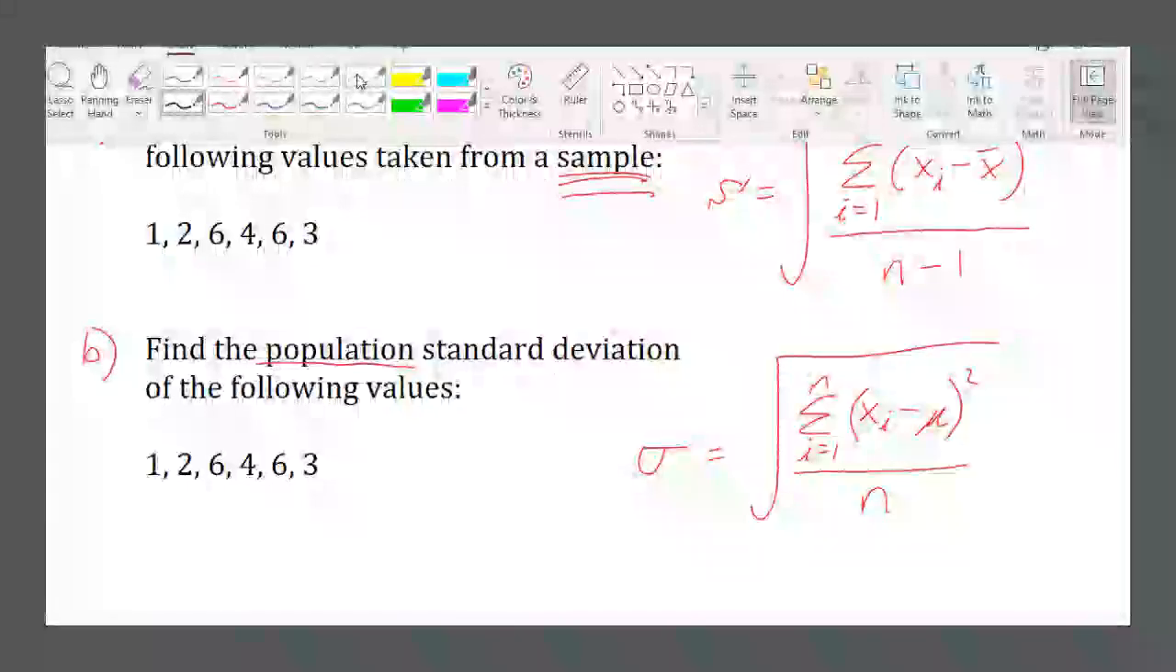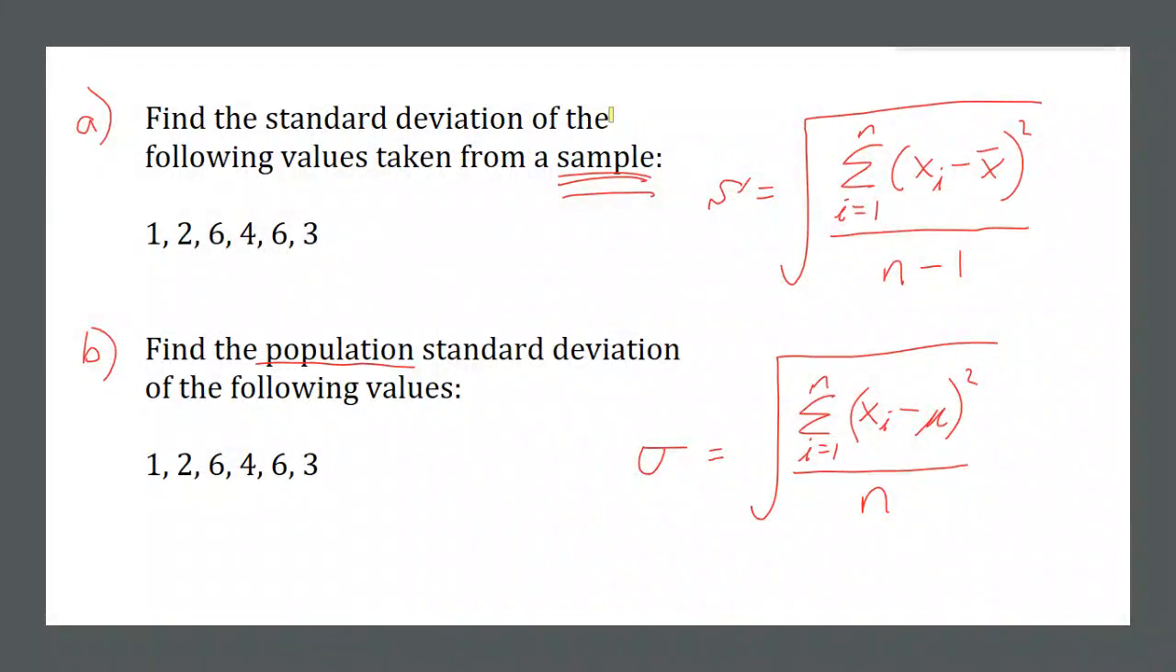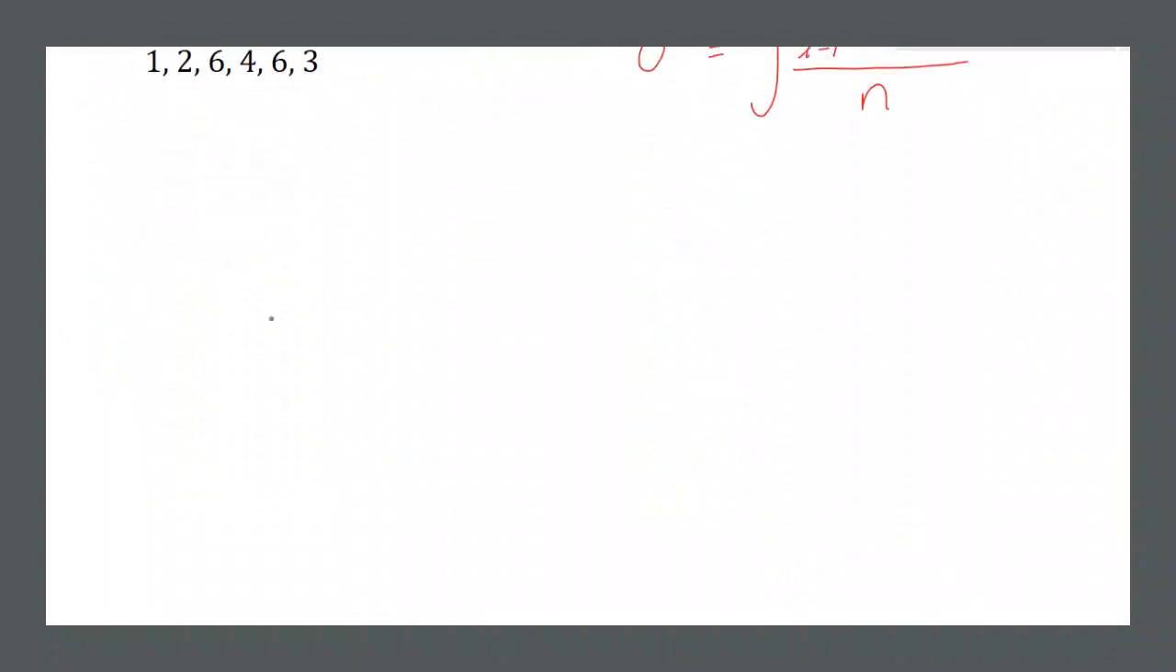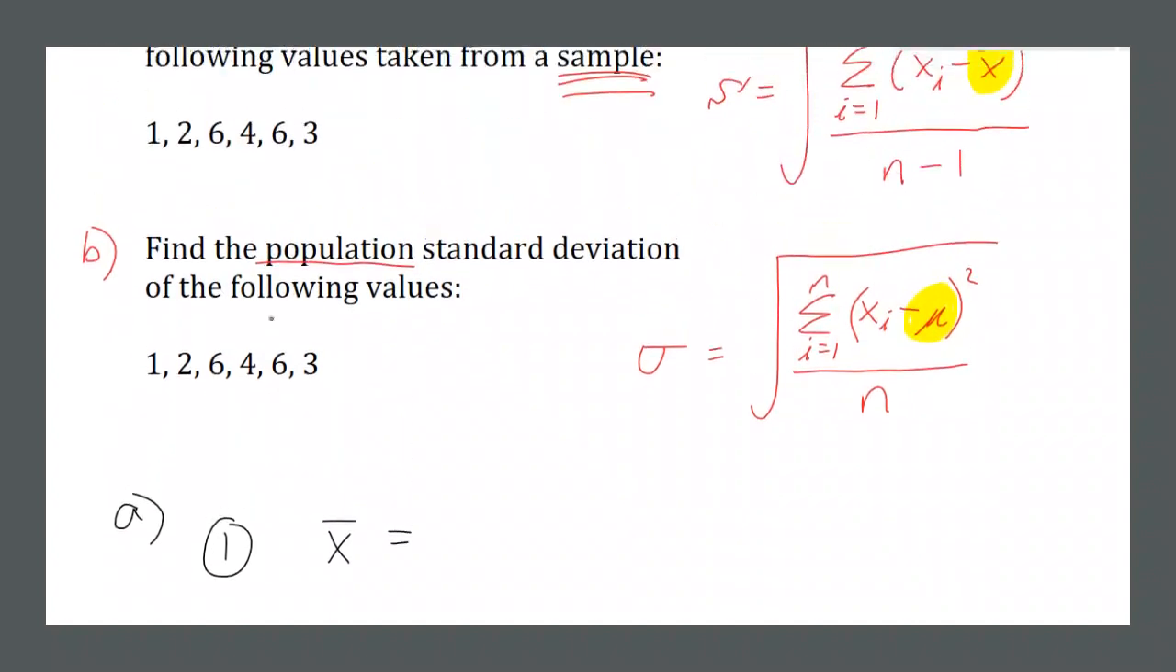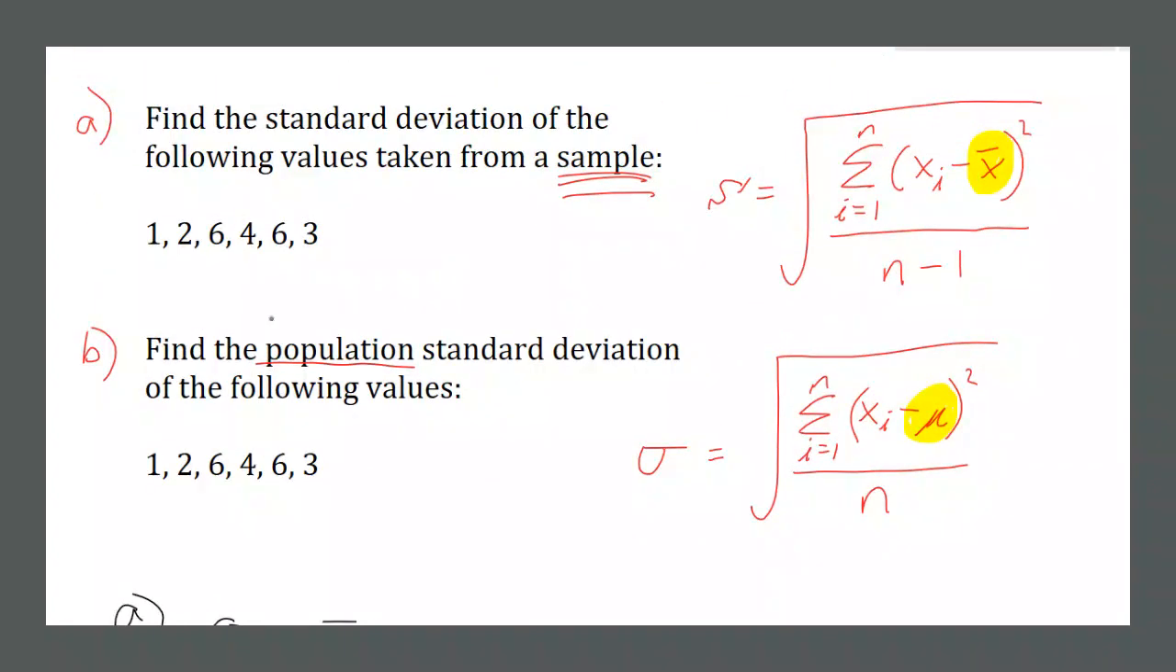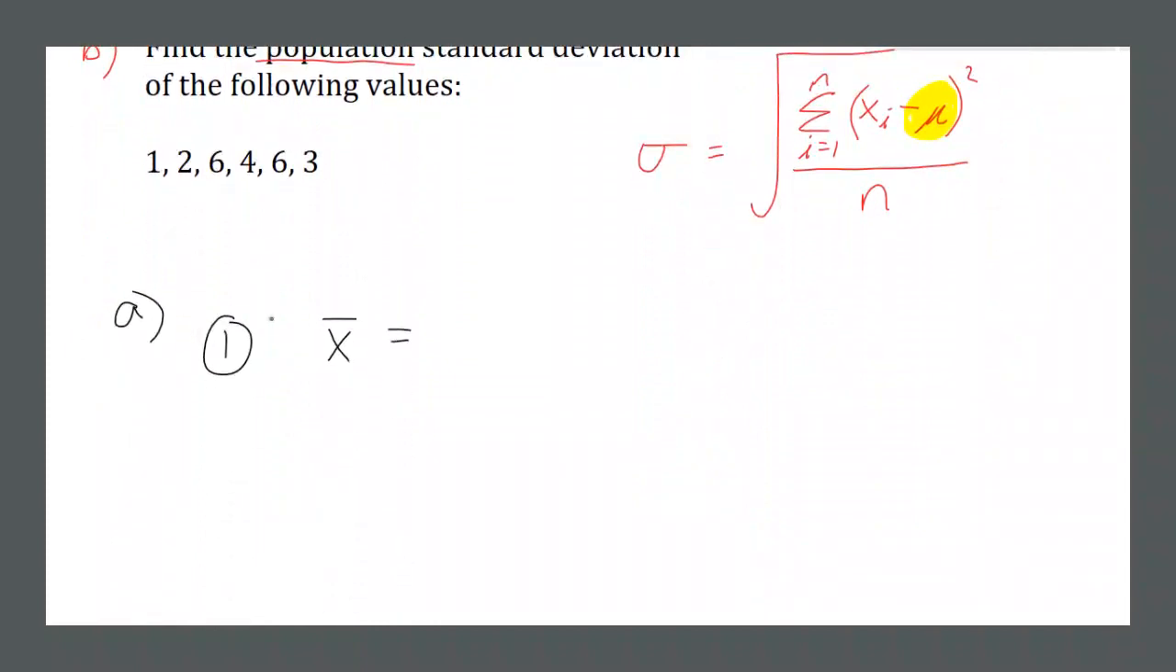Now, the first thing you need if you're calculating the standard deviation is the mean value, because you're looking for the difference between the data points and the mean value. So that's step one: find the mean value of your data points. We'll call this question A. So step one is find the mean value. The sample mean is going to be the sum of all of the data points. It's actually the same data points for both questions. It's the sum of all of the data points divided by the sample size, or the number of data points.